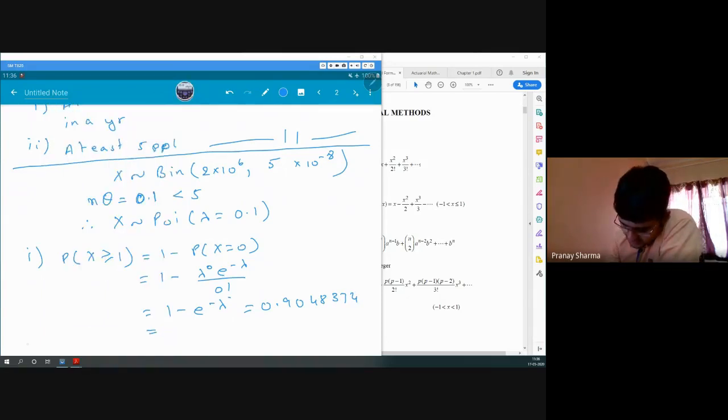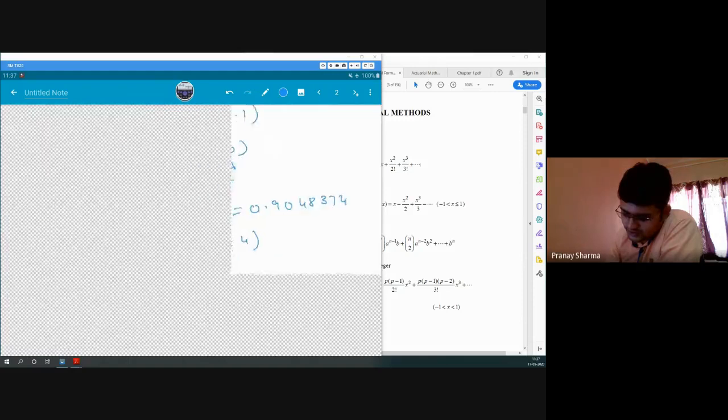And the second part, probability x greater or equal to 5, at least 5, is 1 minus probability x less than or equal to 4. Again, I do not write less than 5 because it gets confusing, so I always write less than equal to, greater than equal to.